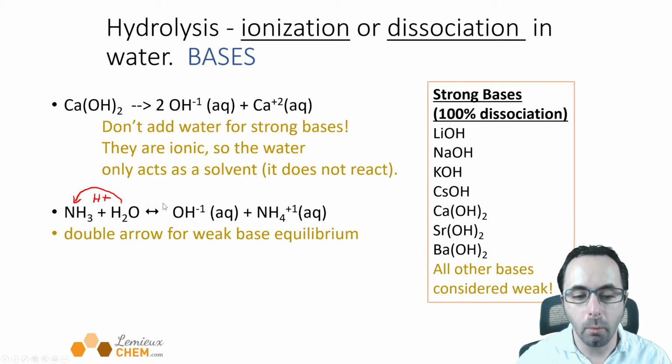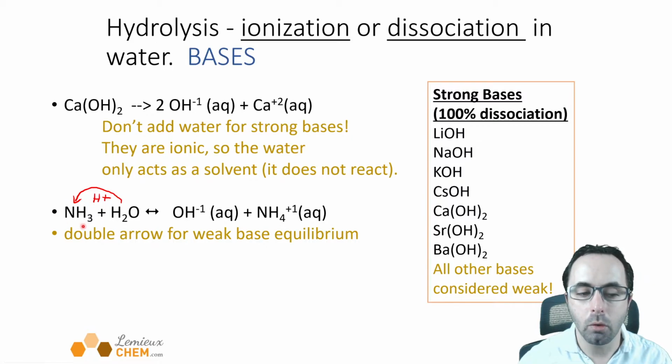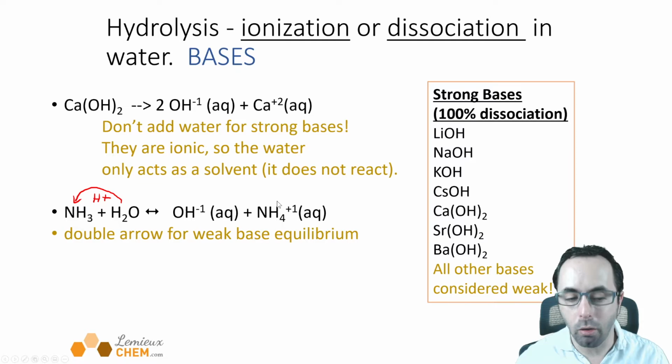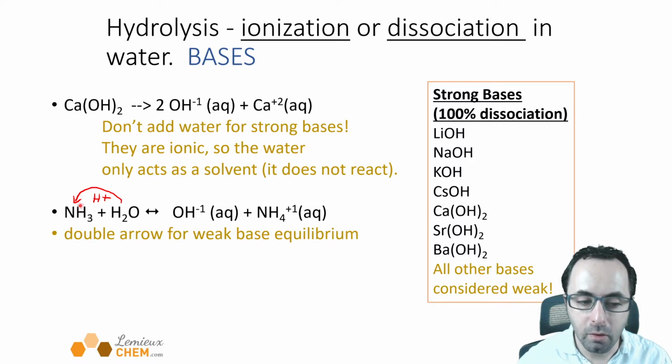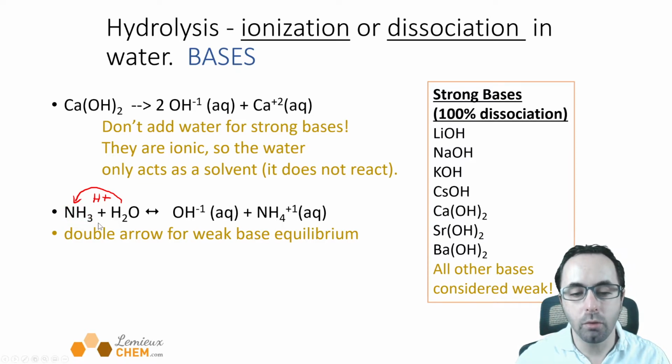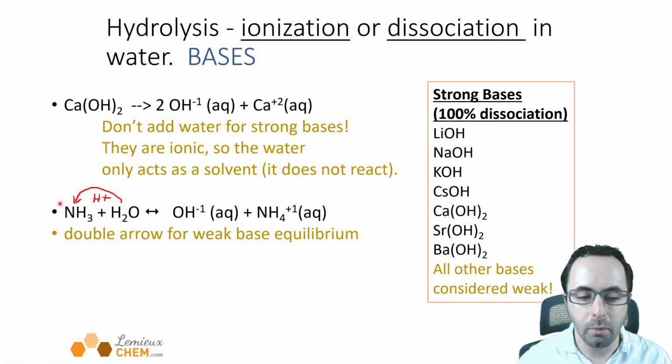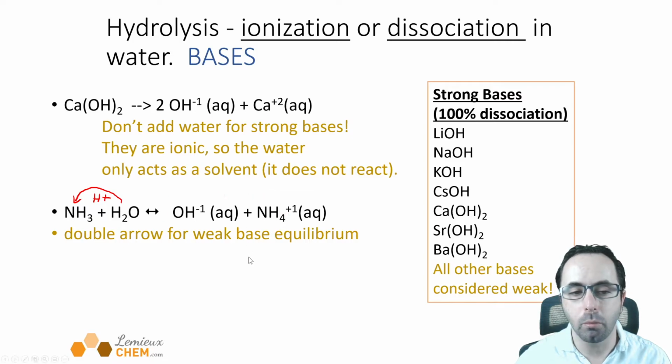Notice we also have a double arrow because this is a weak base, meaning there is an equilibrium here. Some of these ammonia molecules will accept an H+ and make ammonium, but not all of them. There will still be some NH3 left over. So we have a double arrow here because we're going to have an equilibrium, meaning when the reaction stops going, there's going to be some of these reactants, some ammonia still left. But there's also going to be some products.